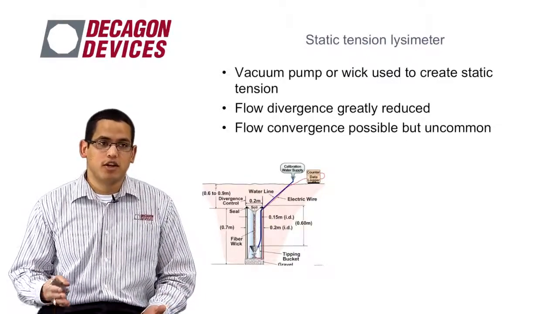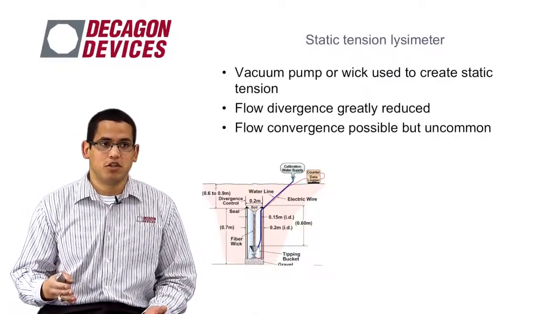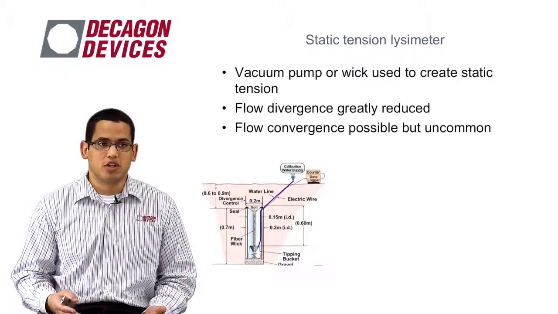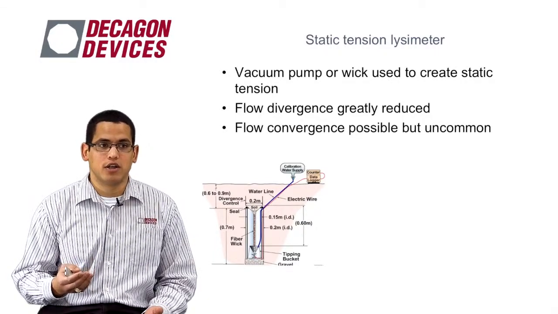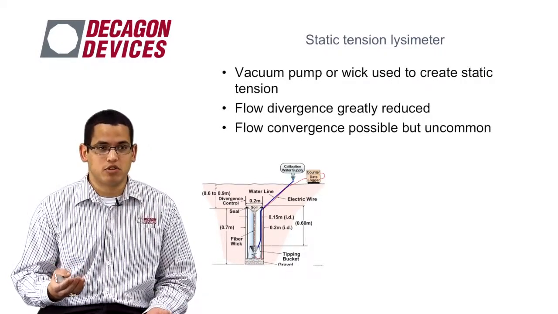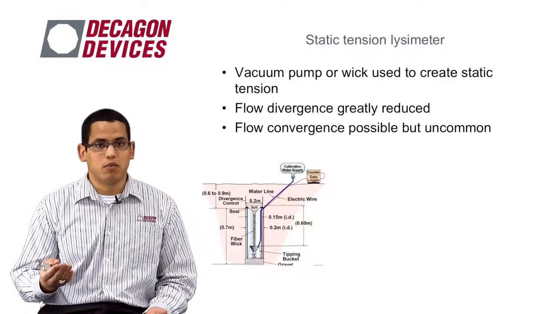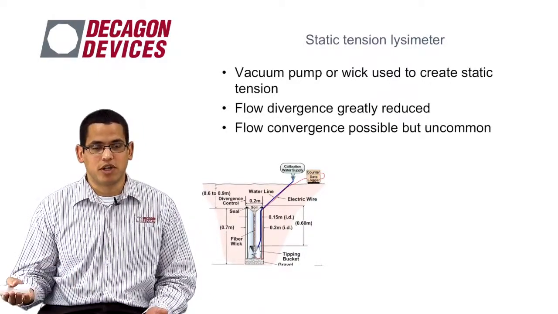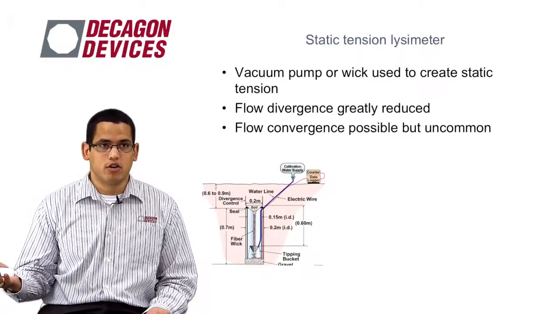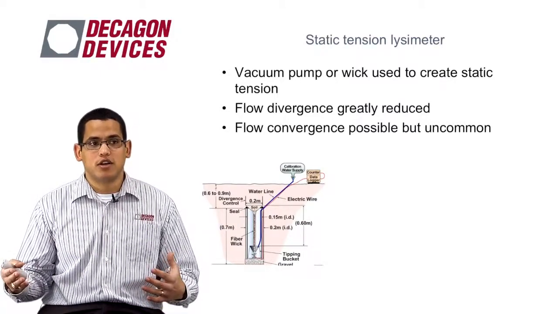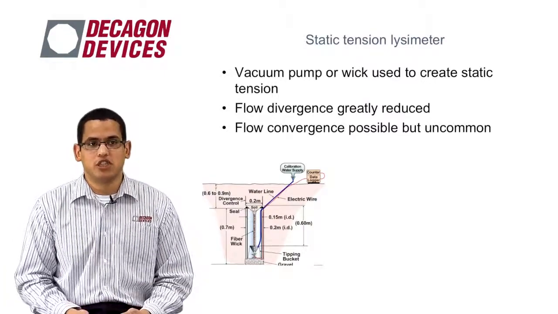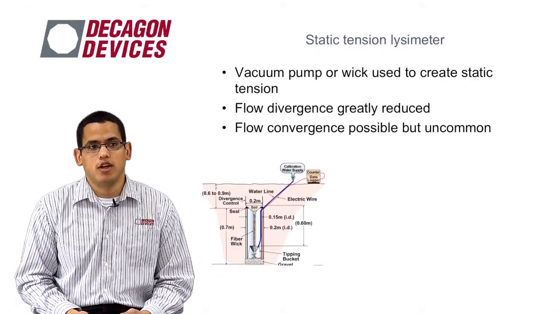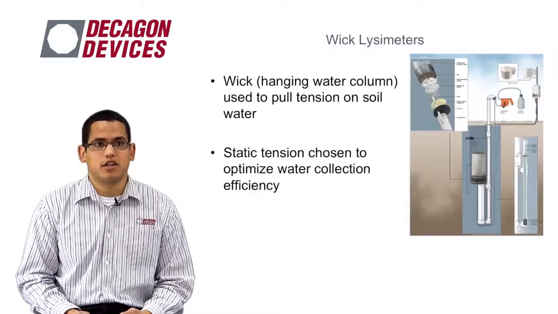Now, by doing this, there is the possibility for flow convergence, where we're applying too much tension. For example, the water in the soil is being held at only 5 kilopascals, very close to saturation, and the tension being applied by our static tension lysimeter is higher than that, say 15 to 20 kilopascals. We get an overestimation of the drainage value. So there are some methods to counteract this, and we'll get into that here in a second.